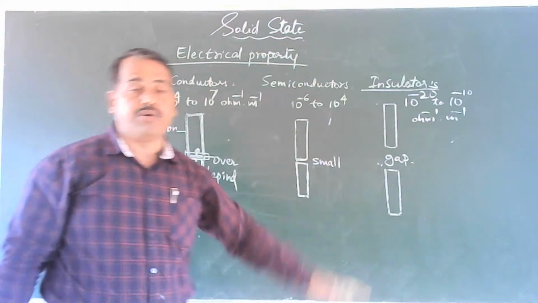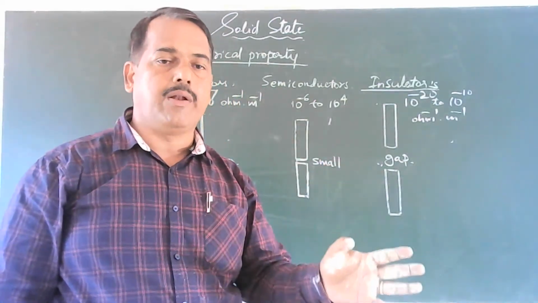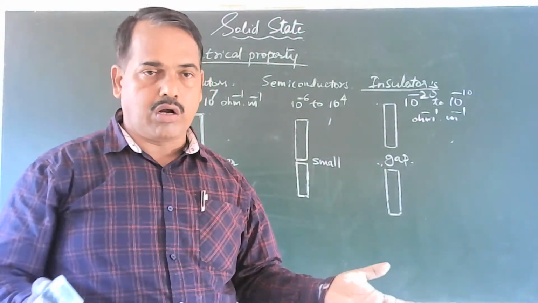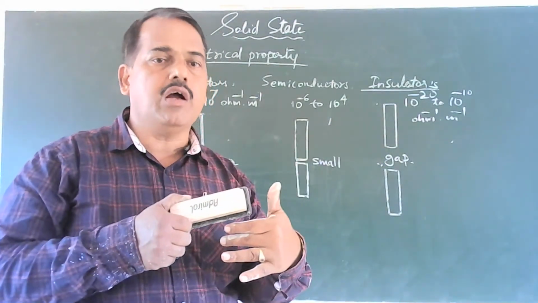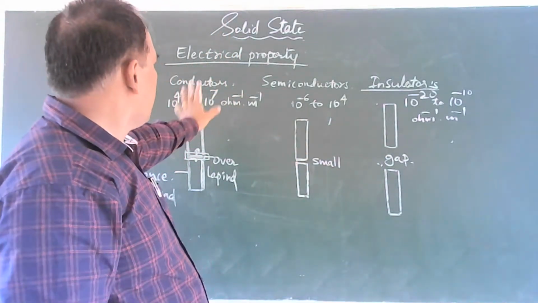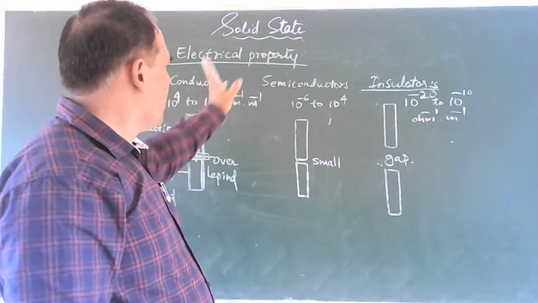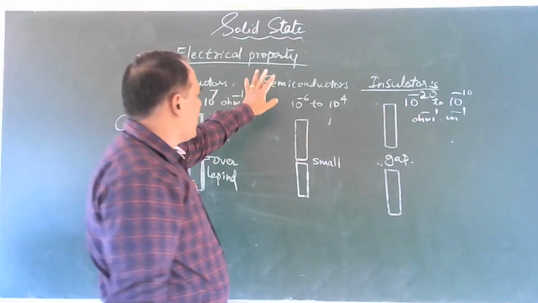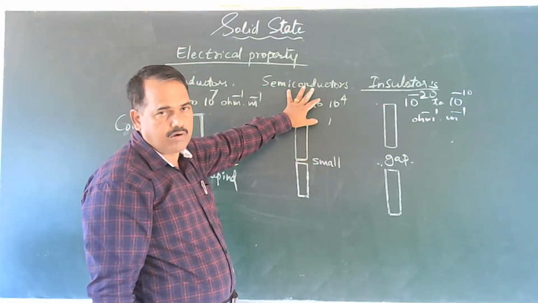Therefore metals are good conductors of heat and electricity. Generally metals show 10 raised to 7 per meter conductivity. Metals are good conductors of heat and electricity because the valence band is overlapping with the conduction band. Are you clear? These are the electrical properties in solid state, particularly in metals, semiconductors and insulators. You have to study semiconductor elements and how this conductivity increases.